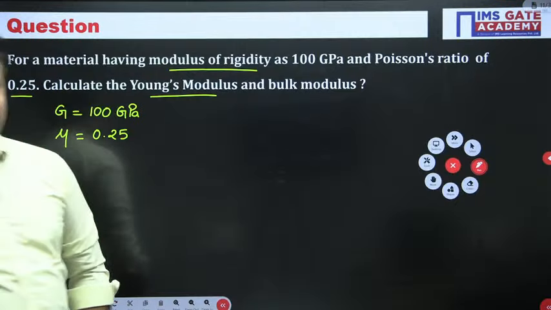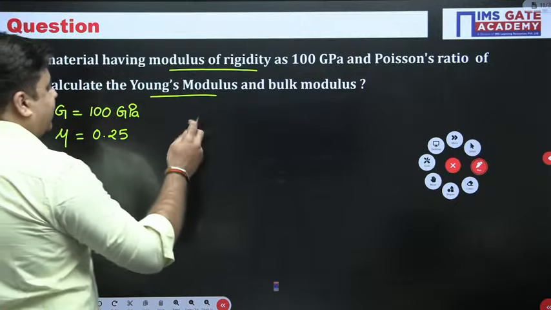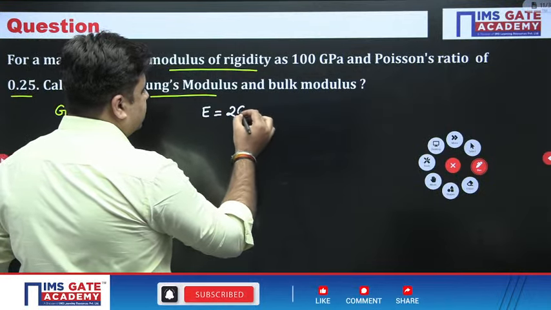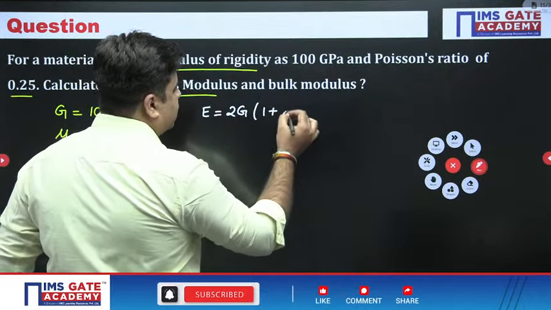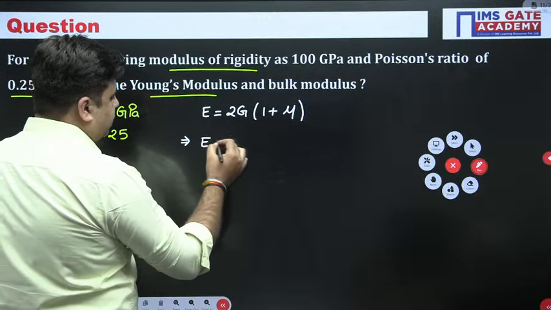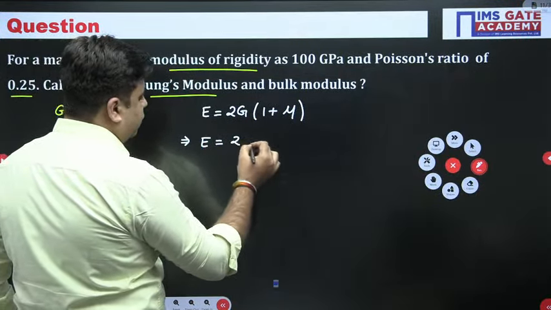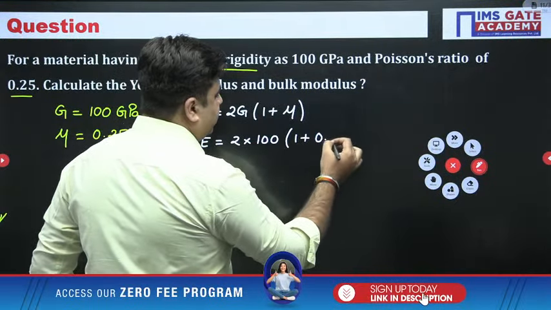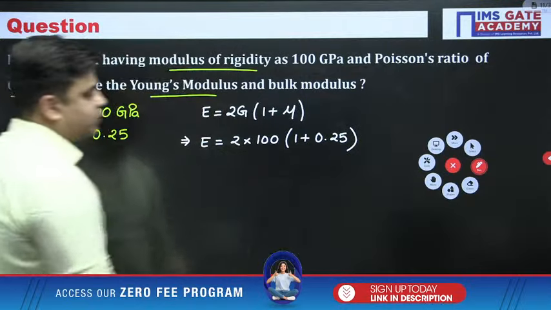Very good. We should use the second one. The second relation says that E is equal to 2G into 1 plus mu. So first calculate the Young's modulus. E is equal to 2 into G, so 2 into 100 into 1 plus 0.25. Please tell me the value of Young's modulus.